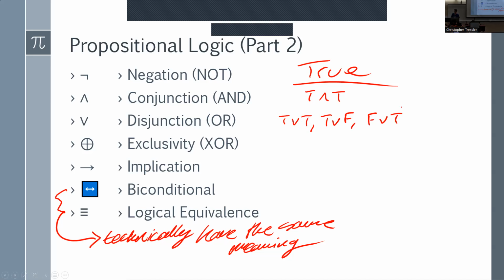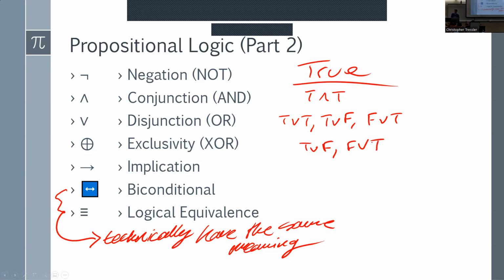So then we have exclusivity. What is the difference between exclusive or and a normal inclusive or? Right, only one can be true. With an exclusive or, it's almost the same thing as an or, but true or true wouldn't actually work. So we have true or false, or false or true, that would work for the exclusive or.